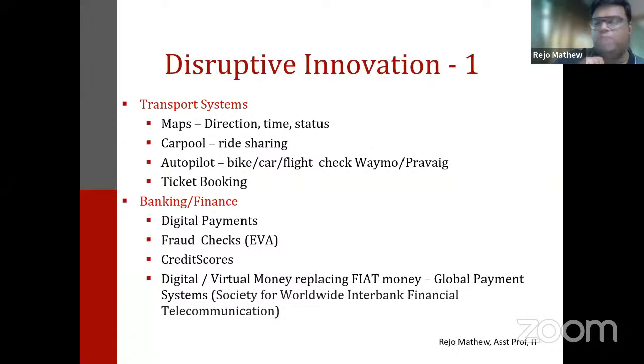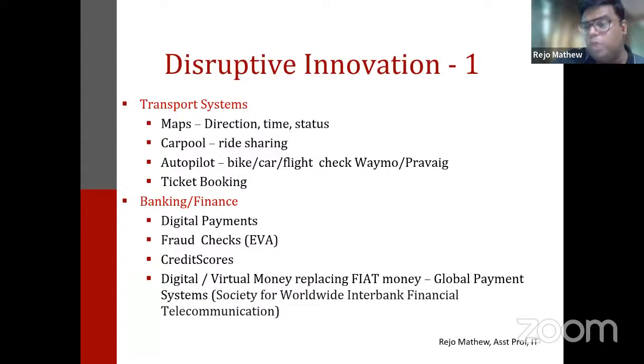For example, if I have to go from point A to B, how much time will it take, what would be the path. You must have heard of driverless cars, you must have heard of driverless bikes. These are being tested out, and of course there are different companies doing that, and you can check out these two companies. I have mentioned two examples as well. Waymo is a very interesting company, and Preveg is an Indian-based company as well.